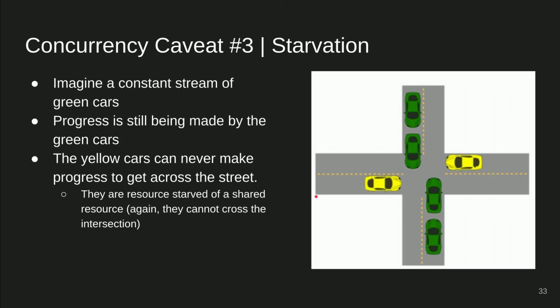And then finally, the third caveat, this one's often less obvious, but it's called starvation. Okay, so you can imagine this as a constant stream of cars going by. These green cars are driving through the intersection. And progress is still being made by these cars. They're still getting to their destinations, but these yellow cars have to wait. They're both trying to make left turns here. And because the left cars can never acquire this resource, this intersection, for themselves so they can drive through and make progress, we say that they're starved. They're resource starved of a shared resource. Okay, so again, they have to wait and wait and wait, potentially forever. But if you looked over this in the real world, you'd say, hey, there's nothing wrong. The green cars are still zooming by, but these yellow cars aren't able to make any progress.